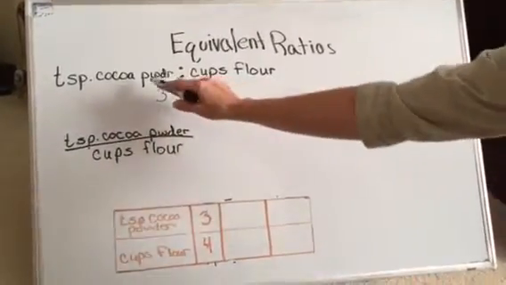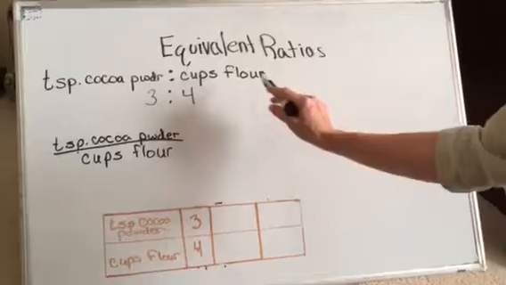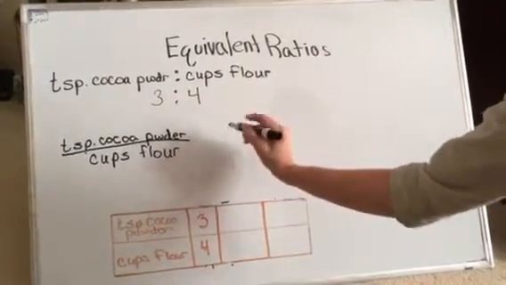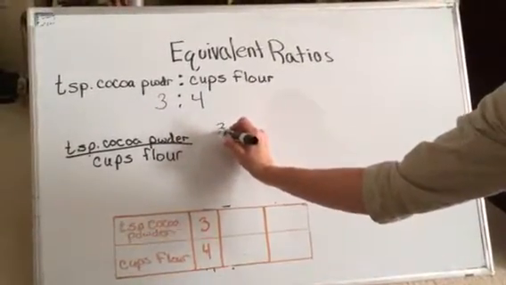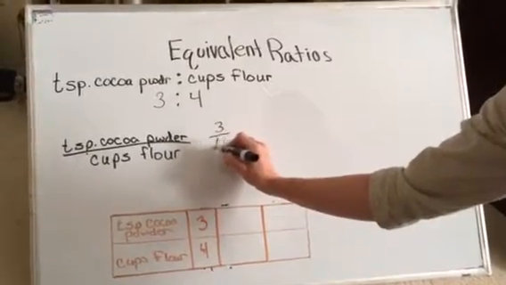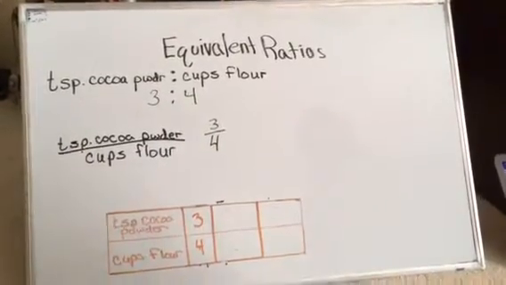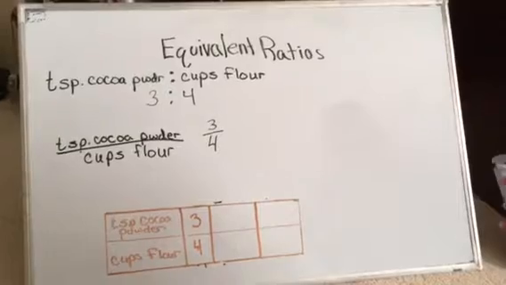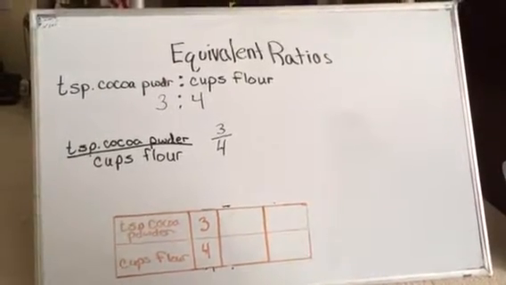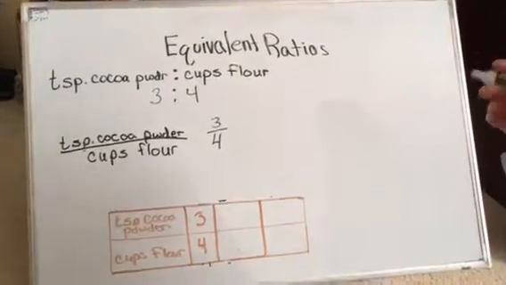I can also use that first number as a numerator and the second number as a denominator and write this as a fraction. 3 teaspoons of cocoa powder to 4 cups of flour. Let's say I want to double my recipe. I want it to be 2 times as much.